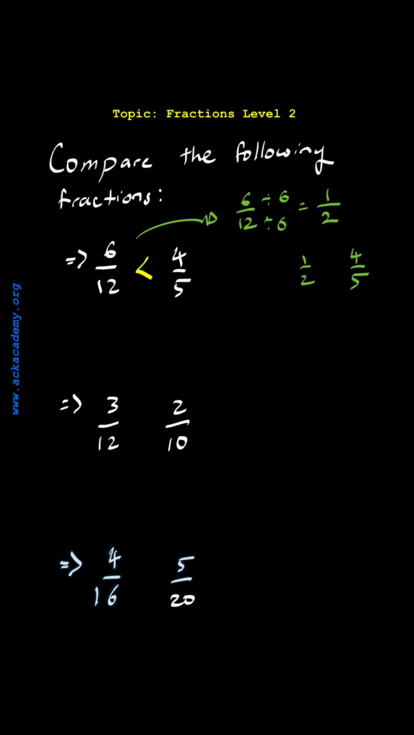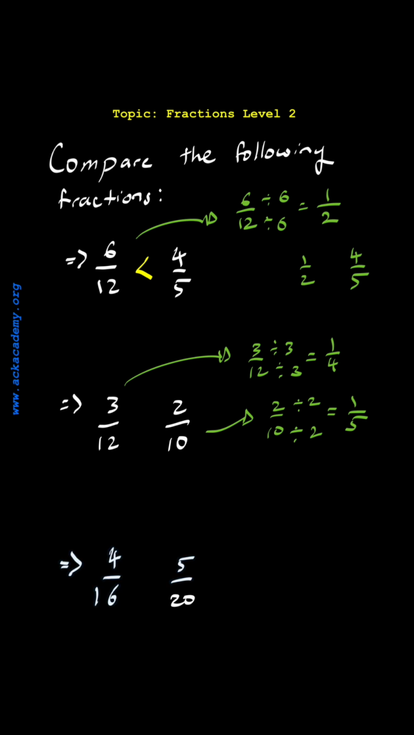So again, what can we do? Well, we can make this 3 over 12. We can divide the top by 3 and then divide the new denominator by 3, and we get 1/4. Let's do the same here. We get 2 over 10, divide the numerator by 2, the denominator by 2, and get 1 over 5. Now, we have two different fractions, 1/4 and 1/5. How do we know which one is the greater fraction?